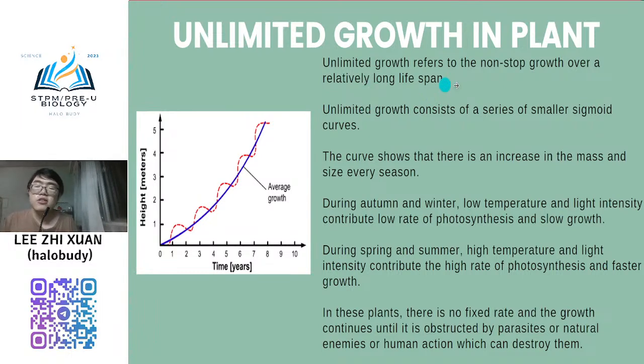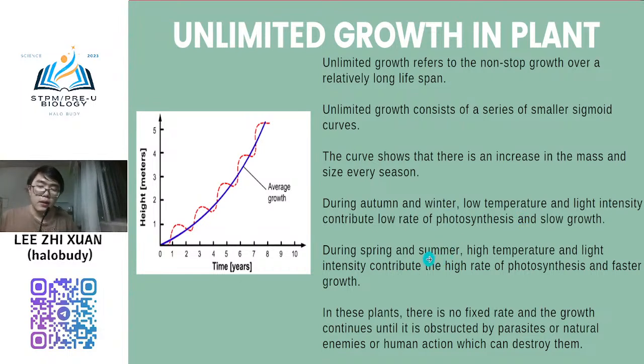So unlimited growth consists of a series of smaller sigmoid curves. Actually, there are many sigmoid curves to produce like this. So this curve shows that there is an increase in mass and size every season. Normally however, although it is unlimited, especially in a 4 season country, in autumn and winter your growth is slow compared to the summer and also the spring lah, summer and spring.